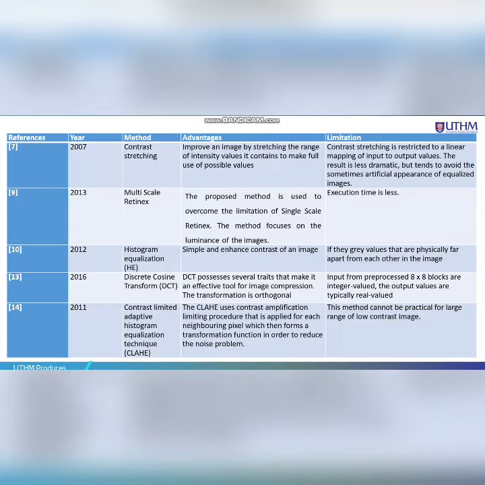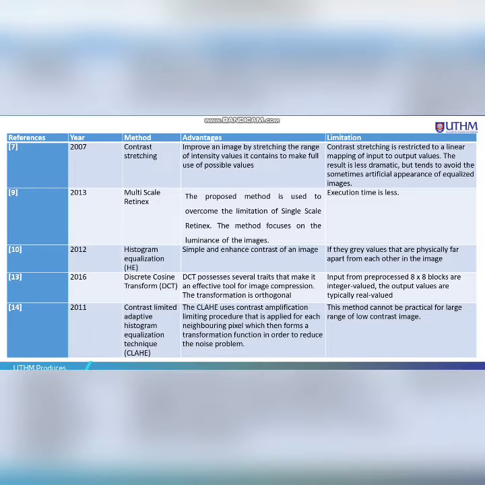2013 is multi-scale Retinex. The proposed method is used to overcome the limitation of single-scale Retinex. The method focuses on the luminance of the image, and the limitation is that execution time is long. And histogram equalization is simple and enhances the contrast of an image, and the limitation is when there are values that are physically far apart from each other in the image. And the method from 2016, discrete cosine transform.